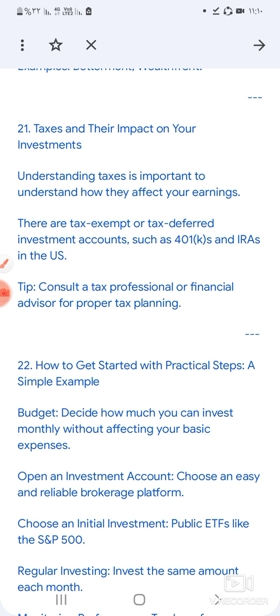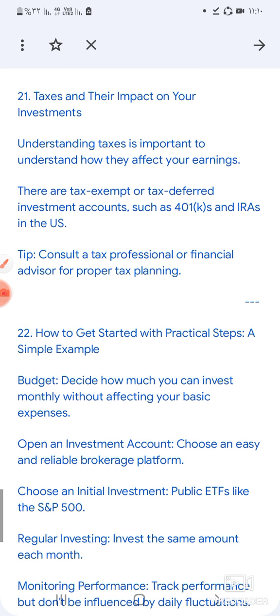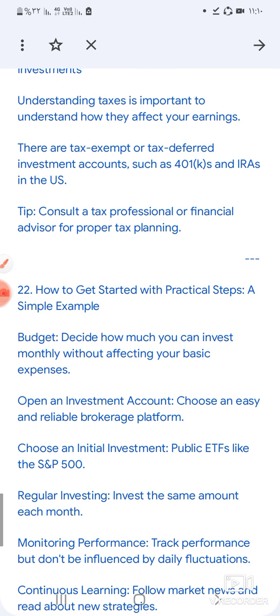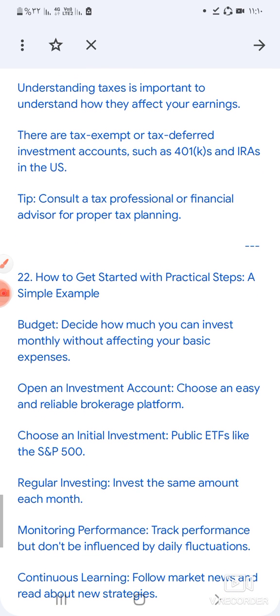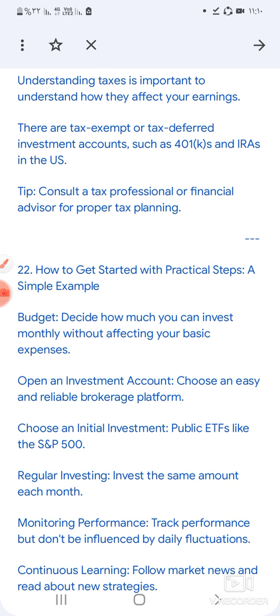23. Important psychological advice for investors: don't expect to get rich overnight. Investing is a long journey. Accept small losses as part of the process. Avoid impulsive or emotionally driven decisions. Surround yourself with reliable sources of information and avoid rumors.